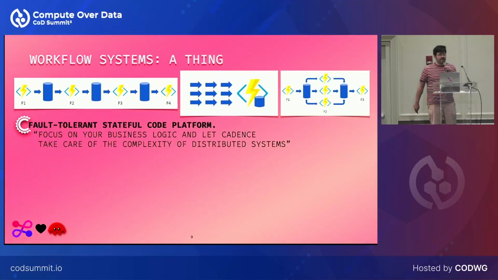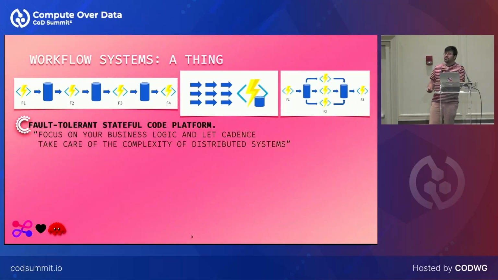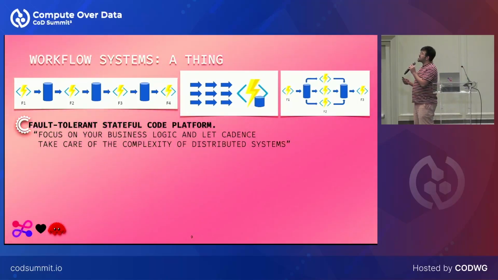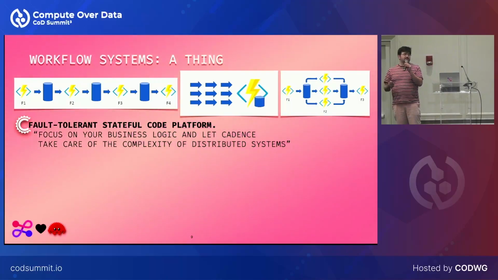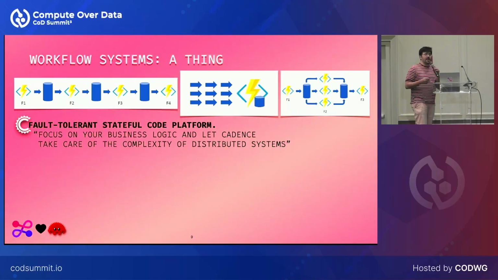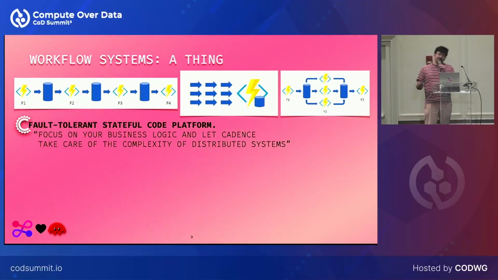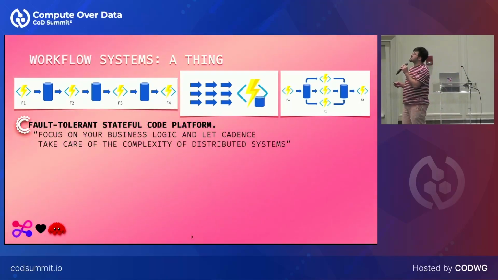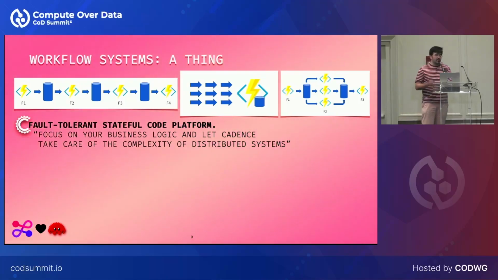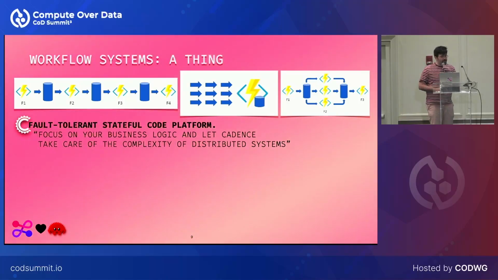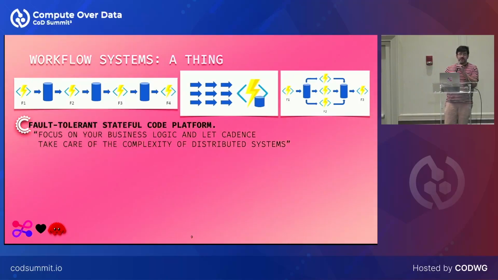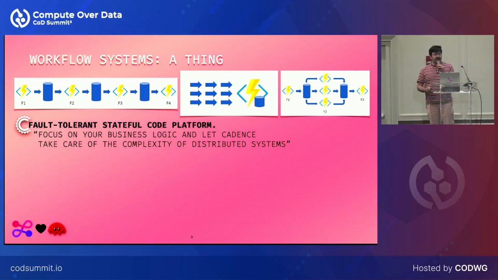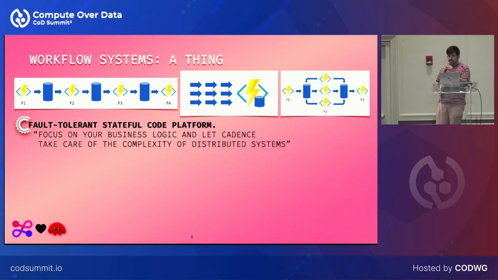And so again, the big companies that are out there doing this today, so Cadence is not a company, but it is the system, a workflow engine that's created by Uber, used heavily at Uber, used heavily at DoorDash. So a lot of major companies use Cadence today. And they're essentially like, we have this fault-tolerant stateful code platform where we can focus on your business logic and let Cadence take care of the complexity of distributed systems.